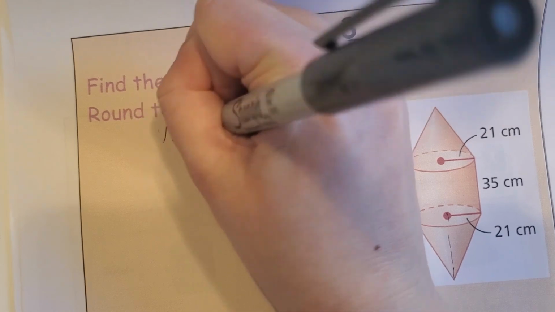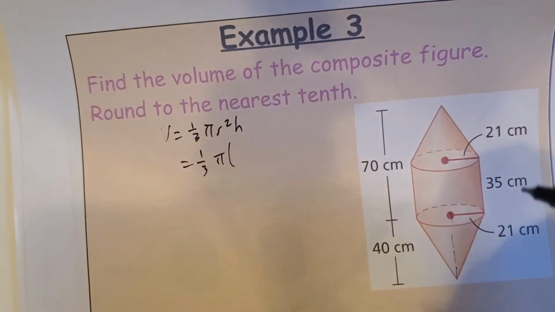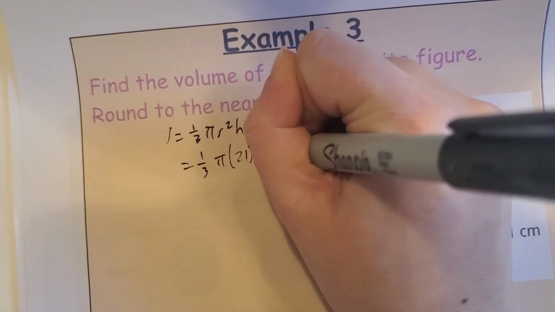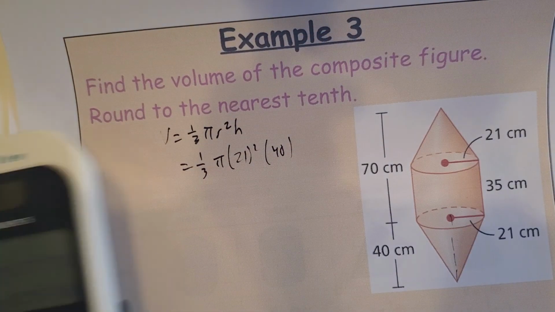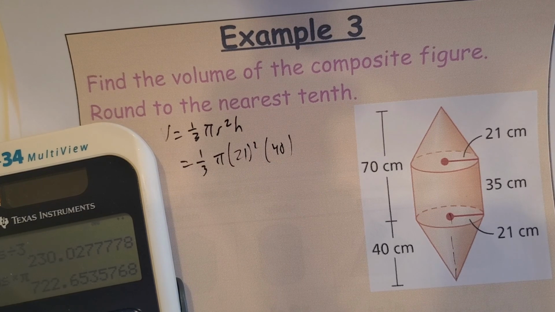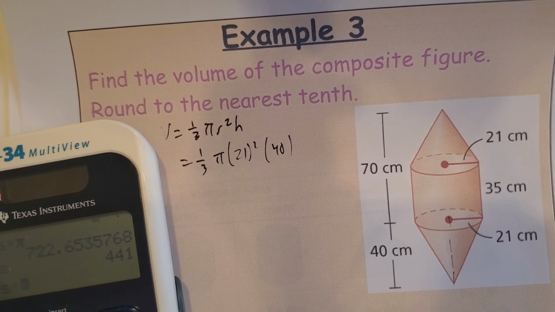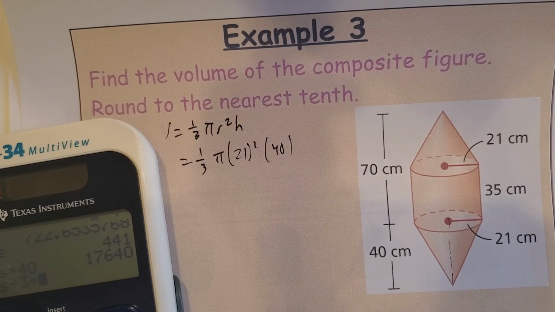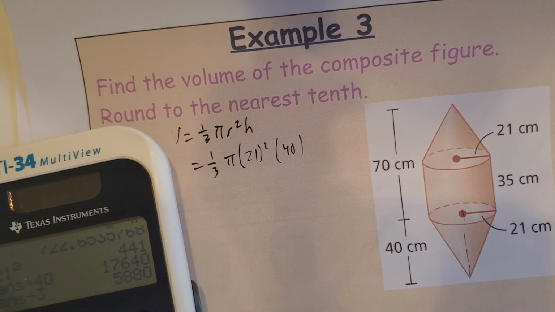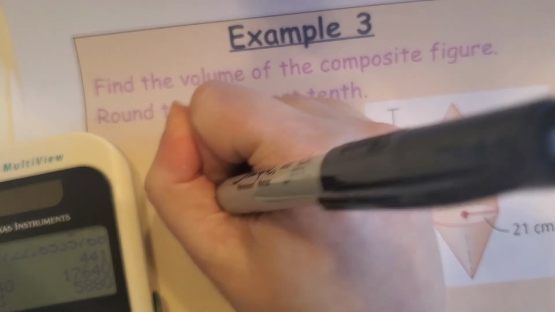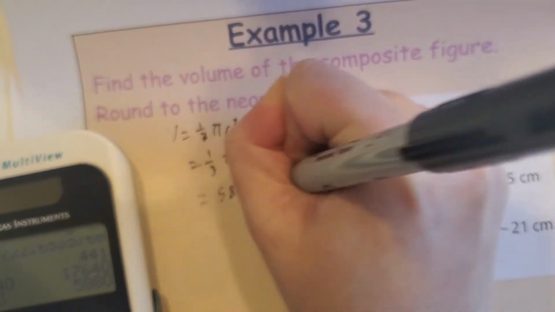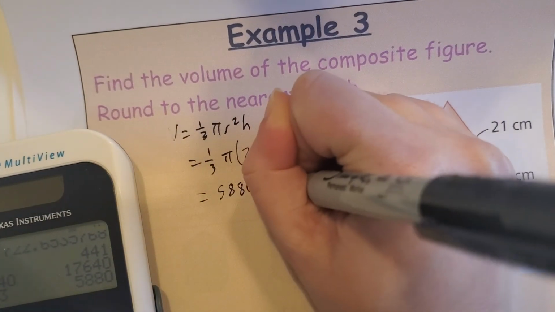So 1/3 pi r squared h, 1/3 pi times 21 squared times 40. And I'm going to leave everything in terms of pi until the very end when we add it all up, because it should all work out nicely. All right, so the volume of that first cone is 5,880 pi centimeters cubed.